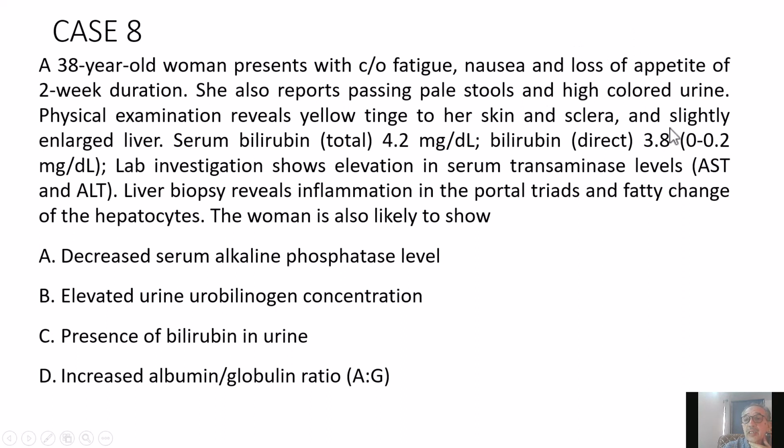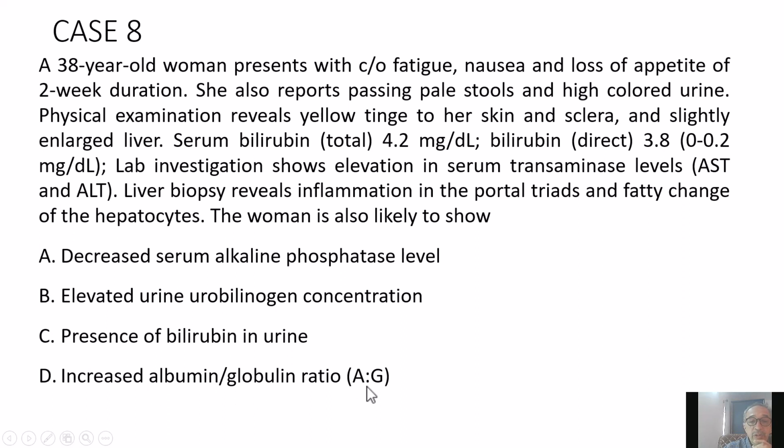But why pale stool? It does look like obstruction. Yes, pale stool means obstruction. The woman is likely to show decreased serum alkaline phosphatase level? It should be increased, because if it is obstruction, it is increased. Elevated urine urobilinogen? No, it is not hemolytic. It is hepatic, going on to post-hepatic. It should be absent or decreased. Presence of bilirubin, yes, this is the answer.